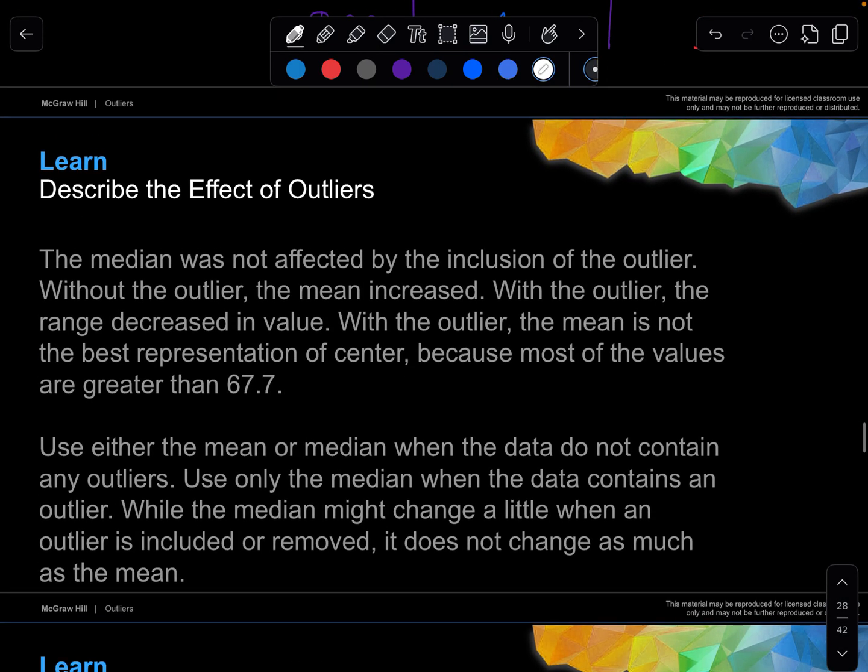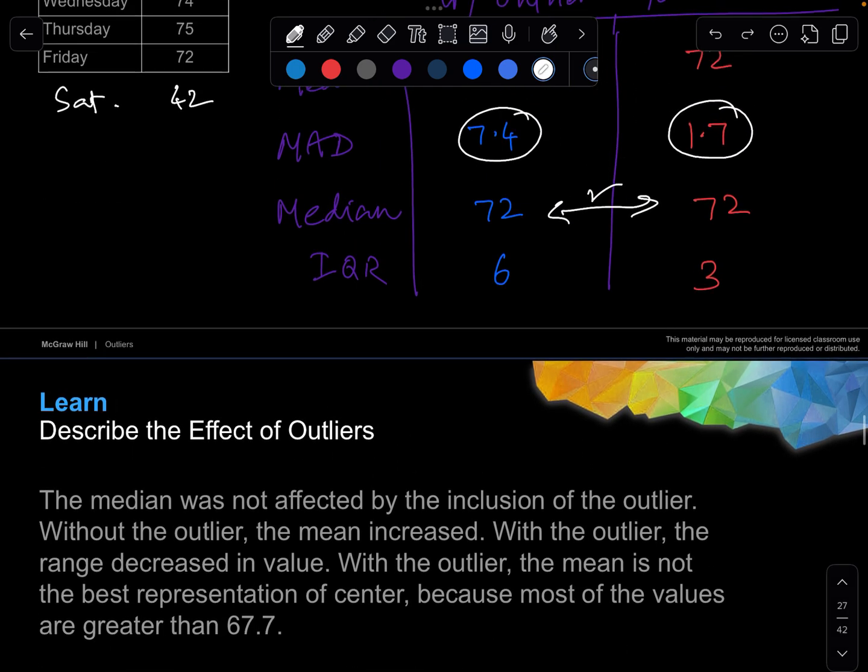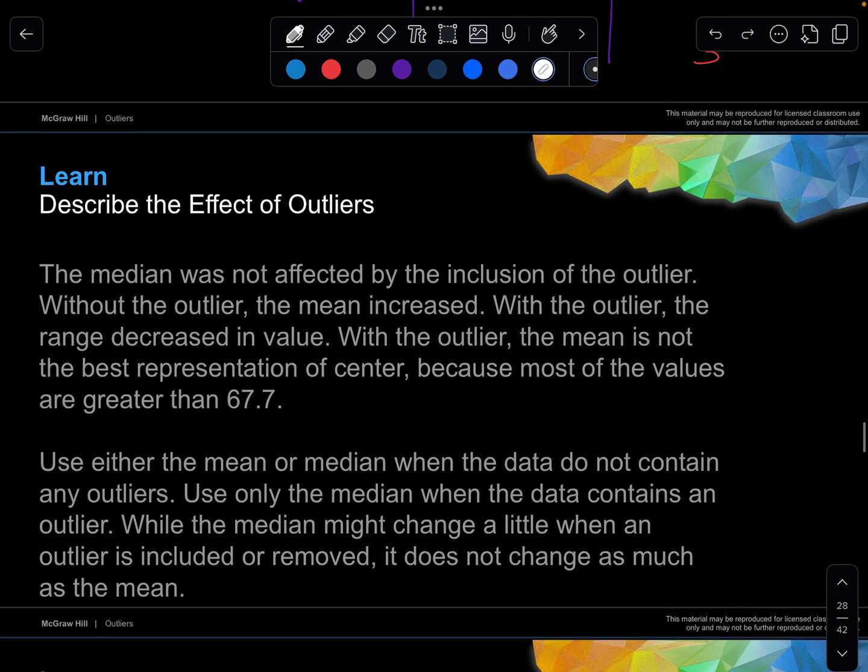So let's look at what we have here. The median was not affected by the inclusion of the outlier. Without the outlier, the mean increased. With the outlier, the range decreased in value. And with the outlier, you can see that the mean is not the best representation of center because most of your values were greater than 67.7. So with the outlier, the mean is not the best representation of the center. In that case, the median is the best representation of the center.